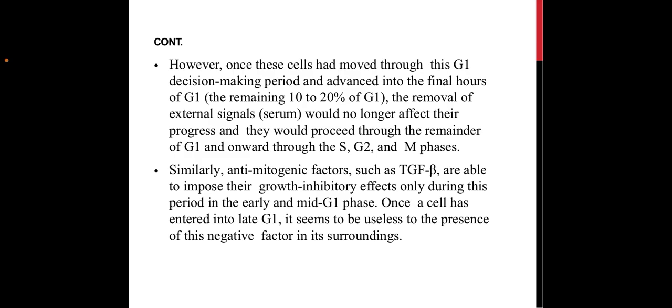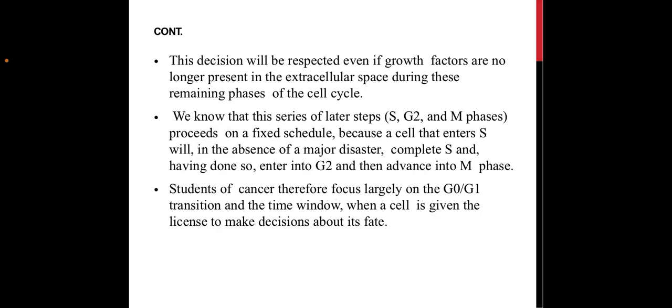Similarly, anti-mitogenic factors such as TGF beta are able to impose their growth inhibitory effects only during this period in the early and the mid G1 phase. Once a cell has entered into late G1, it seems to be oblivious to the presence of this negative factor in its surroundings. This decision will be respected even if growth factors are no longer present in the extracellular space during these remaining phases of the cell cycle.